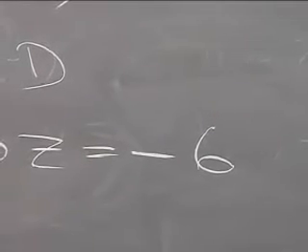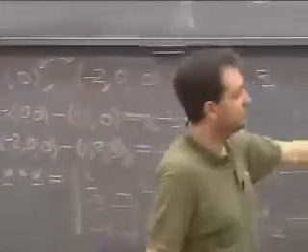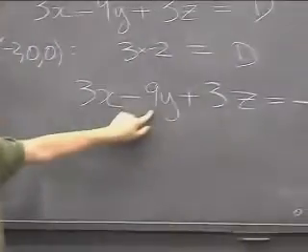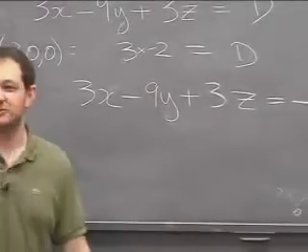Now, as a reality check, we put in (-2, 0, 0). Let's try the other ones. If we put in (1, 1, 0), we get 3 minus 9 is negative 6. And if we put in (1, 2, 3), we get 3 minus 18 is minus 15, plus 9 is minus 6. Wow, it is the right equation. It goes through the 3 points.